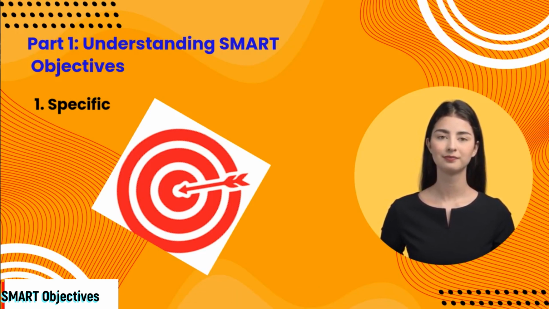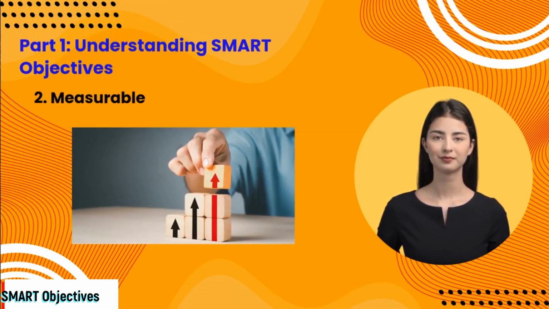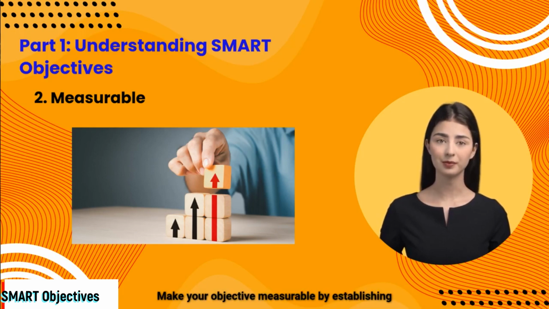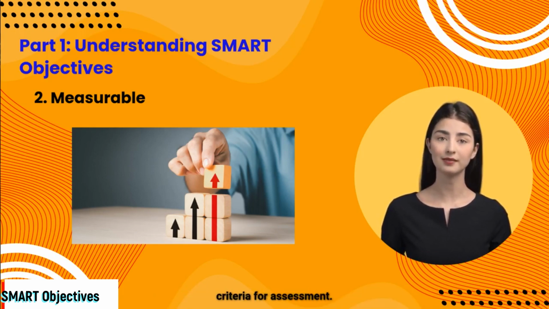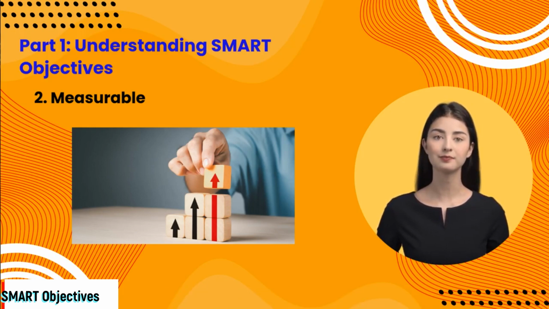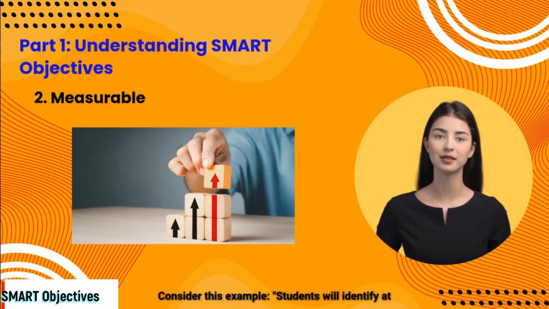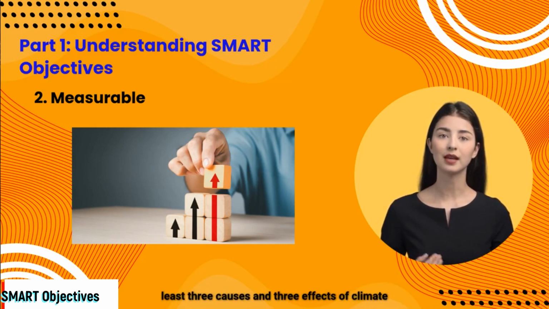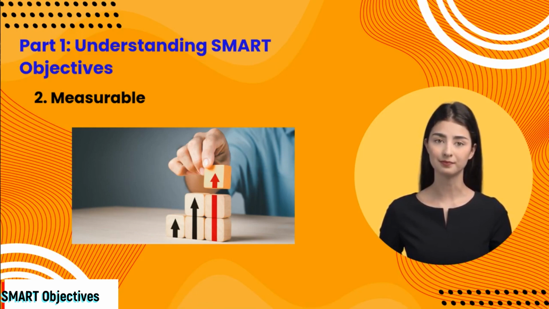change. 2. Measurable. Make your objective measurable by establishing criteria for assessment. This allows you to gauge whether the objective has been met. Consider this example. Students will identify at least 3 causes and 3 effects of climate change in a written assignment.